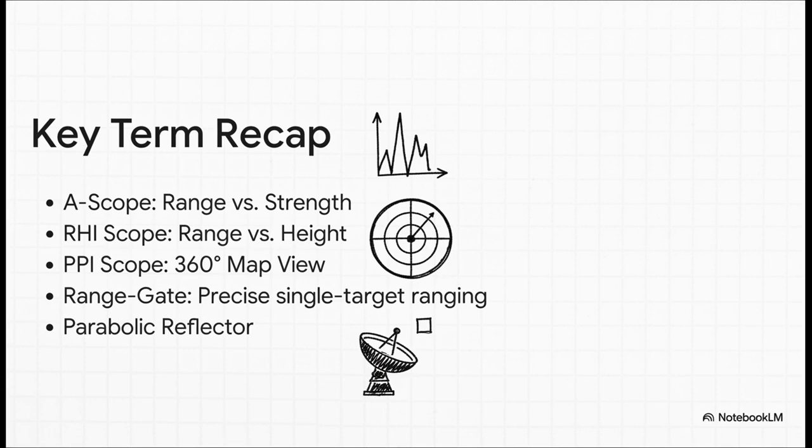Ready? A-scope is for range versus strength. RHI scope is range versus height. PPI scope is that 360-degree map. A range gate is for precise single-target ranging. And a parabolic reflector is the dish that focuses the energy beam. Got it? Good. Let's see what you remember.